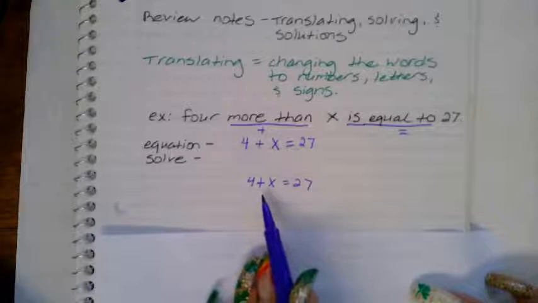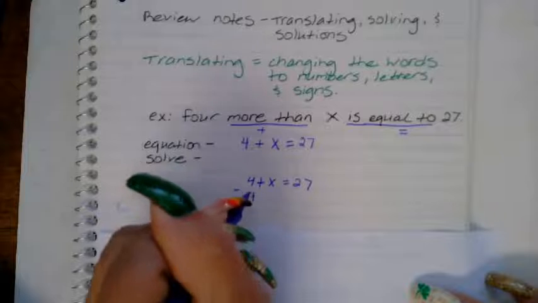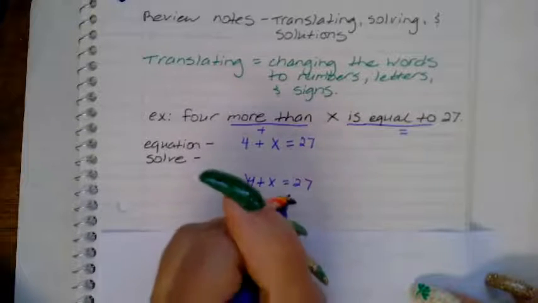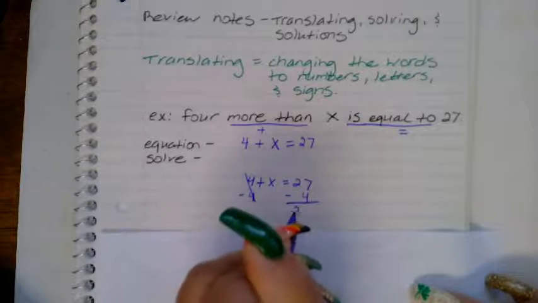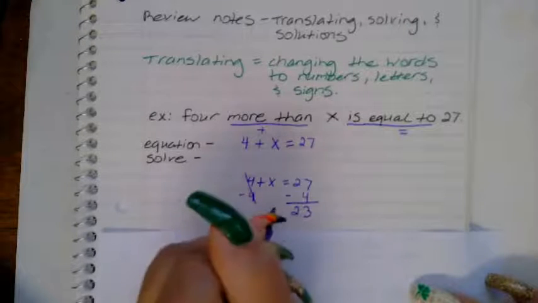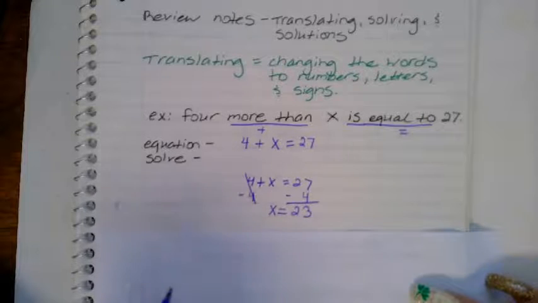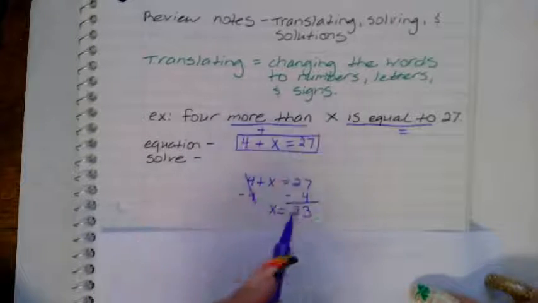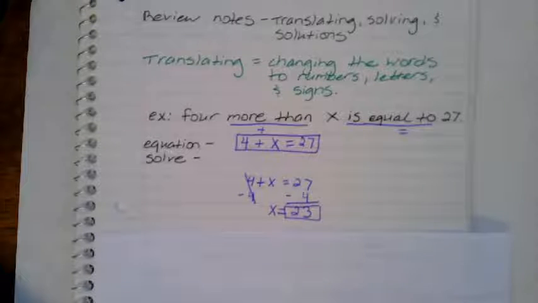Remember, this is addition, so we want to do the opposite, and we want to subtract 4 from both sides. That way, this 4 cancels out. Then we subtract 4 from our 27, and we're left with 23. So x equals 23, but remember, it already has our x, so we're just going to put this 23. This is our first box. This is our second box. Go ahead and pause it if you need to. I'm going to do another example.